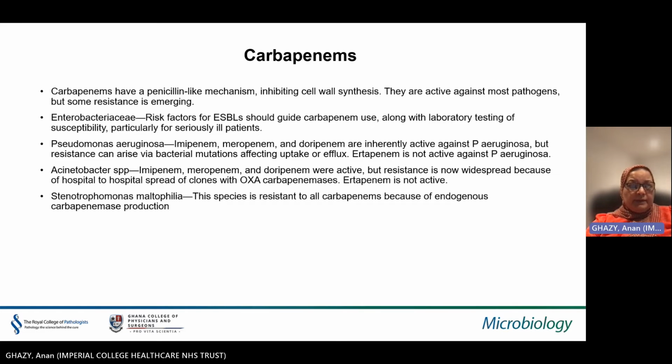Carbapenems are a group of antibiotics which have a penicillin-like mechanism, inhibiting cell wall synthesis. They are active against most pathogens, but some resistance is emerging. It is active against Enterobacteriaceae when there are risk factors for ESBL, so we should guide carbapenem use along with laboratory testing of susceptibility, particularly in severely ill patients. It's active against Pseudomonas. The main group is imipenem, meropenem, and doripenem. They are inherently active against Pseudomonas aeruginosa, but ertapenem is not active against it.